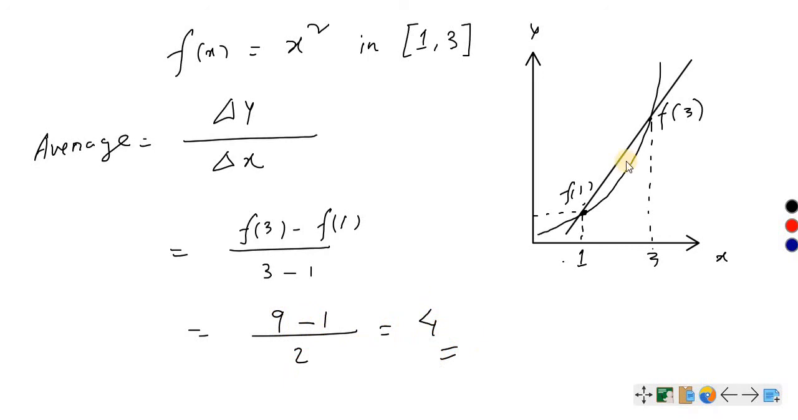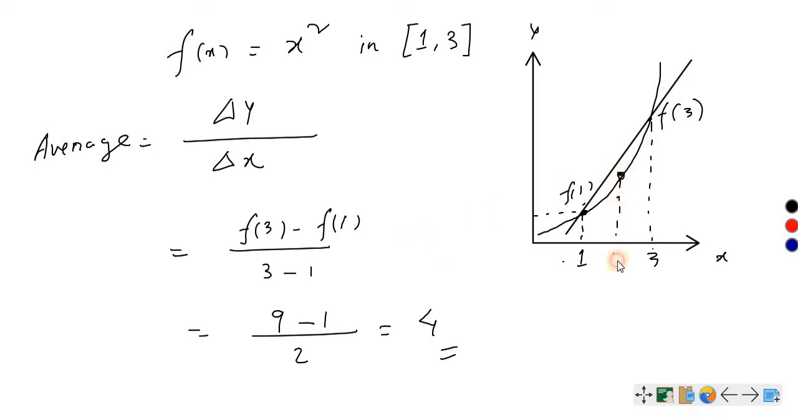Now let us try to understand the instantaneous quantity. Suppose I want to find the value of the function at a particular point, say at a particular instant of time. Suppose I want to find it here, and here the value of x is how much?